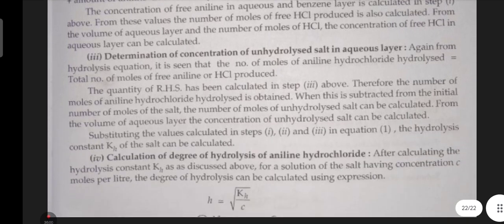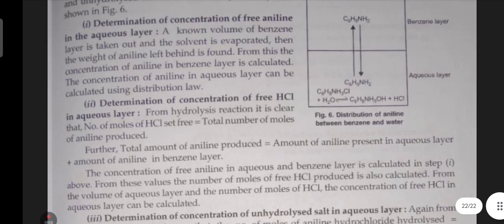After that, we will see the determination of the concentration of free aniline in the aqueous layer. A known volume of the benzene layer is taken out, the solvent is evaporated, and then the weight of aniline left behind is found. From this, the concentration of aniline in the benzene layer is calculated. The concentration of aniline in the aqueous layer can be calculated using the distribution law.